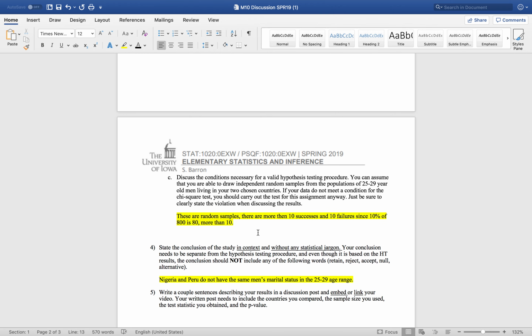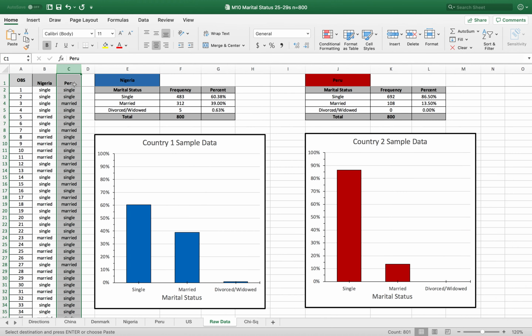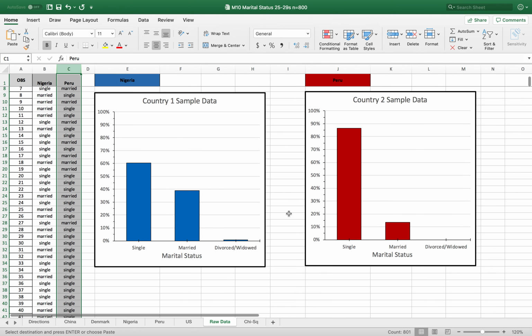Now I'm going to show you what I've done. Here I've used Nigeria and Peru. As you can see, in Nigeria there were 483 single, which was 60% of the 800 total. There were 312 married, which was 39% of the total, and 5 divorced/widowed, which was 0.63% of the total. In Peru, there were 692 single, which was 86.5% of the 800. Married, there were 108, which was 13.5%, and divorced and widowed was 0, which is 0%. And these are the graphs for it.